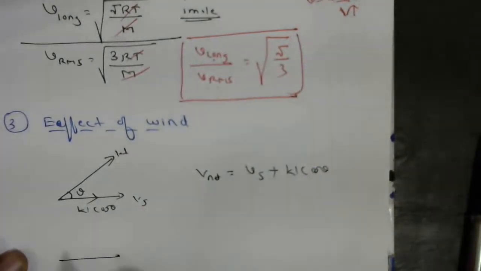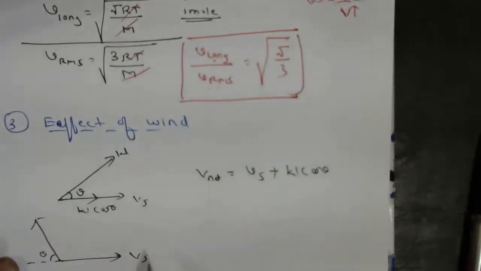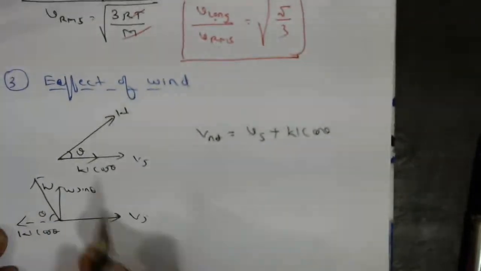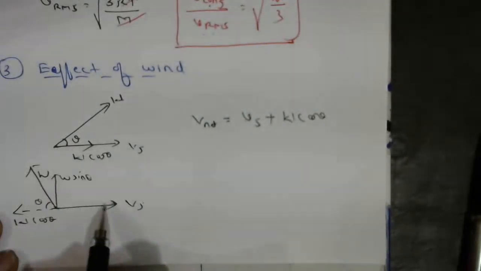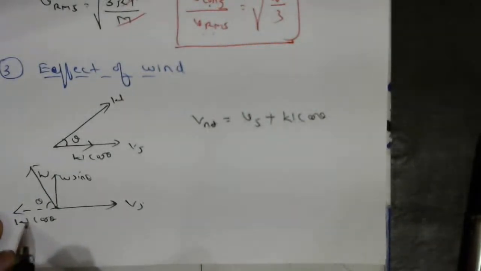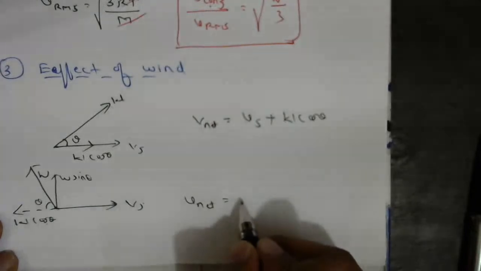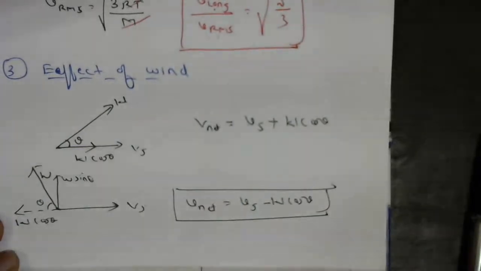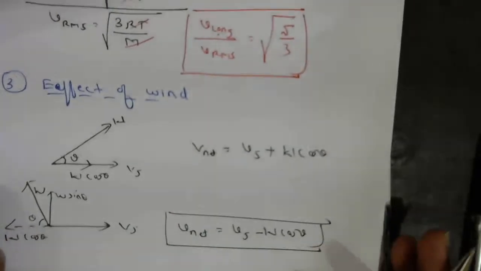If wind is blowing in this direction, making an angle theta over here, this is Vs, this is wind, and this one is W cos theta. This is W sin theta. W sin theta has no effect on speed of sound, because this component is perpendicular. Only W cos theta has an effect. Net speed of sound will be Vs minus W cos theta in the opposite case. So we can say that the effect of wind also counts on speed of sound.